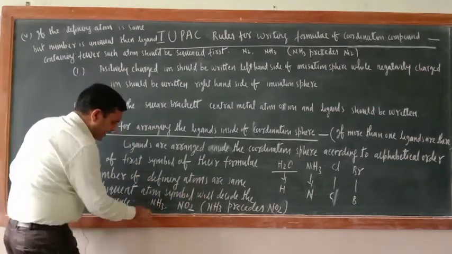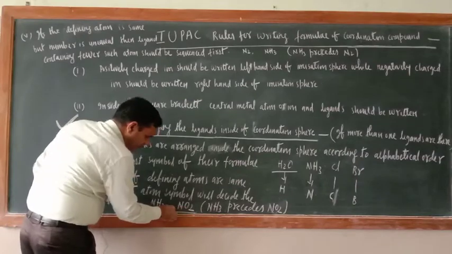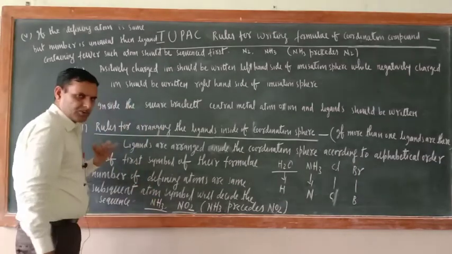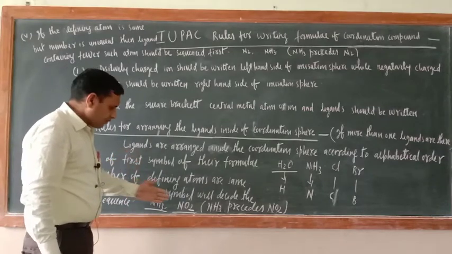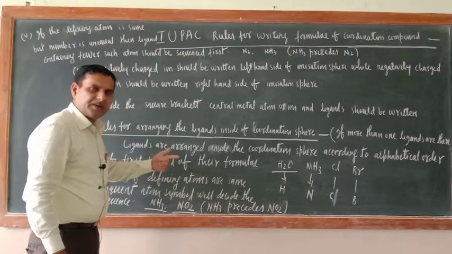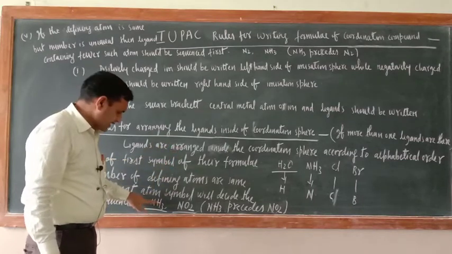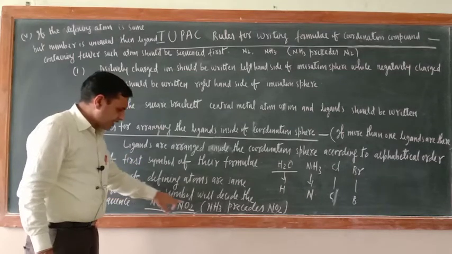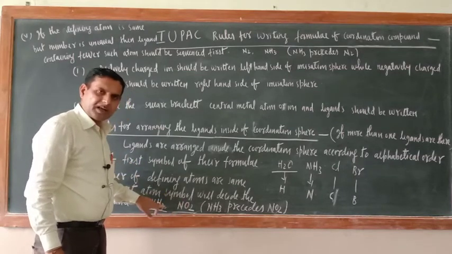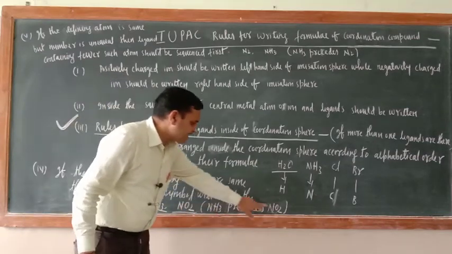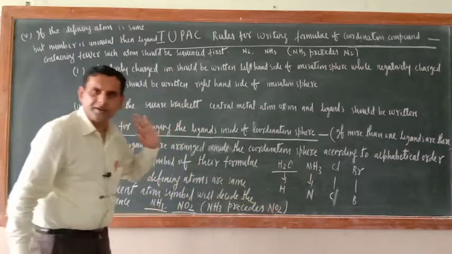Like just see, NH3 and NO2. Here the defining atom is N and N only. This is only the first symbol, so both have got the same defining atom. Then see the subsequent atom. Here it is H and here O. So alphabetically who is coming first? H is coming first. So NH3 precedes NO2, okay, no problem.